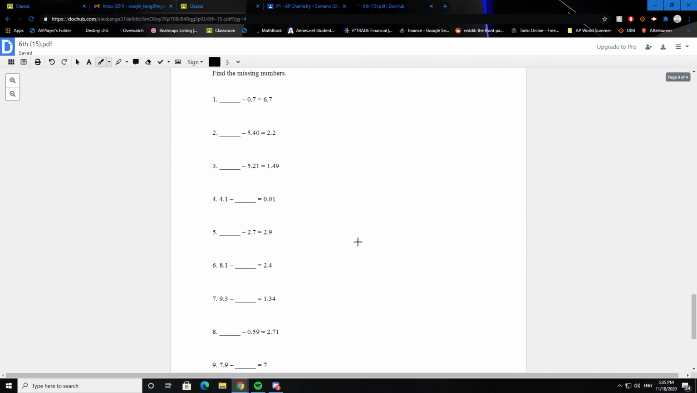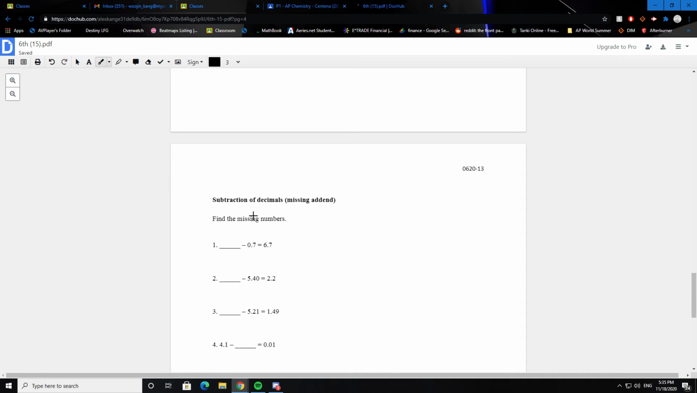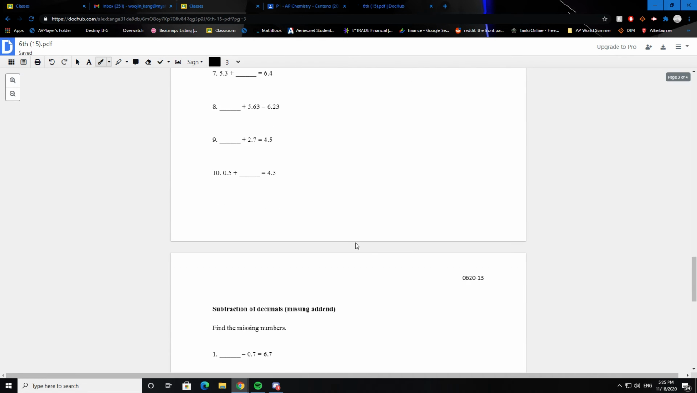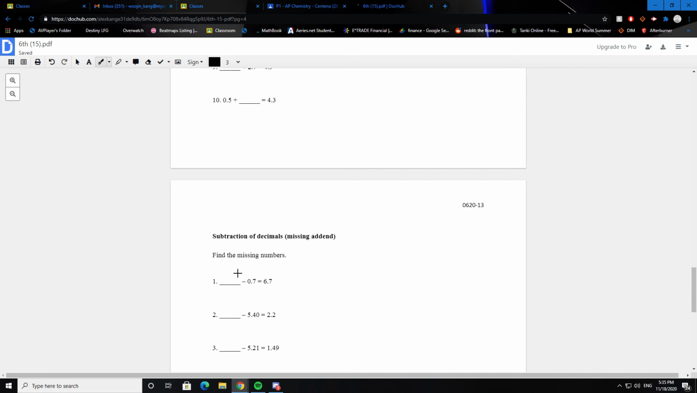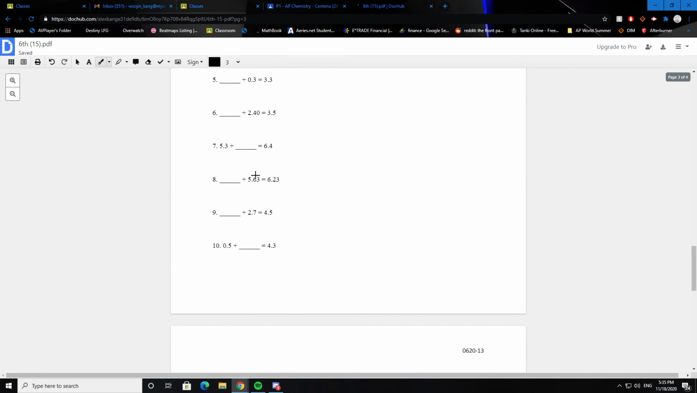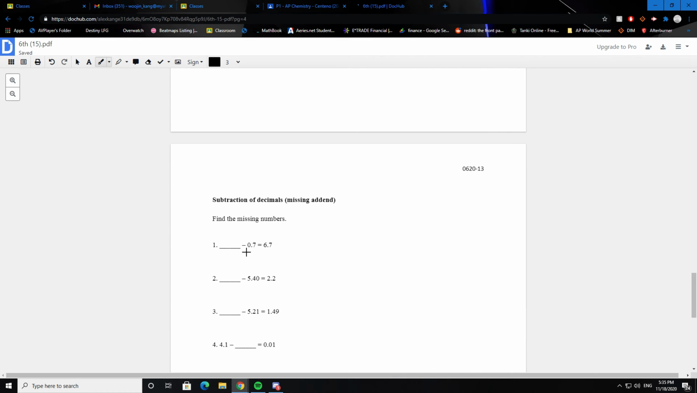One more thing. We're running out of time here. Subtraction of decimals, missing addend. Okay. So again, same thing as this one. You just find the missing number, but you're adding. You're doing the opposite of this. So here you subtract from both sides because they're adding. Here you add to both sides because you're subtracting.